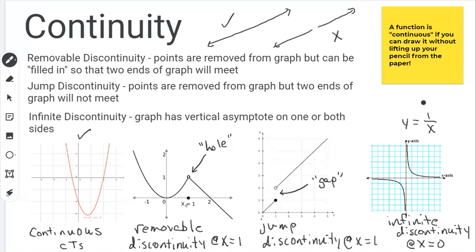So those are the three types of discontinuities. You have removable, jump, and infinite. And if you just have one discontinuity, the function can't be called continuous. So that's continuity, and I hope that helps.